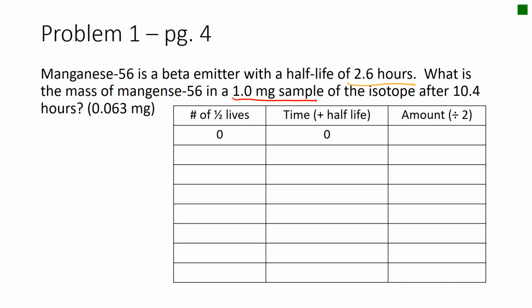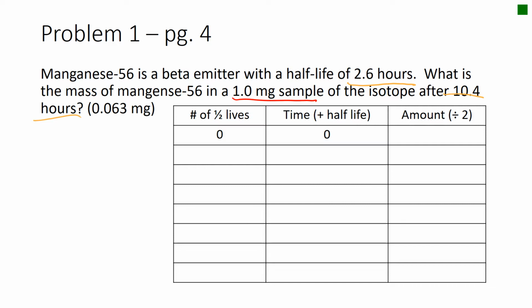And then of that isotope after 10.4 hours. So that once again is another time unit. If I look at my problem, I'm given 2 time units. So that's the one column I'm going to fill out first. Whichever column you're given 2 pieces of information for, that's the column you're going to be filling out first.